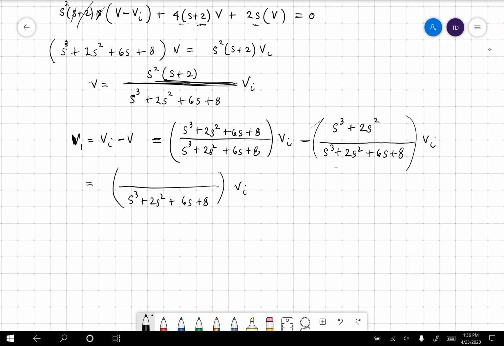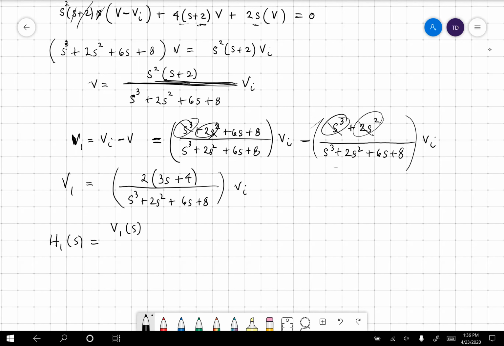Now in the numerator, S cubed minus S cubed cancels. 2S squared minus 2S squared cancels. And then I have 6s plus 8. I'm going to factor the 2 out twice. 3s plus 4. That's V1. Awesome.